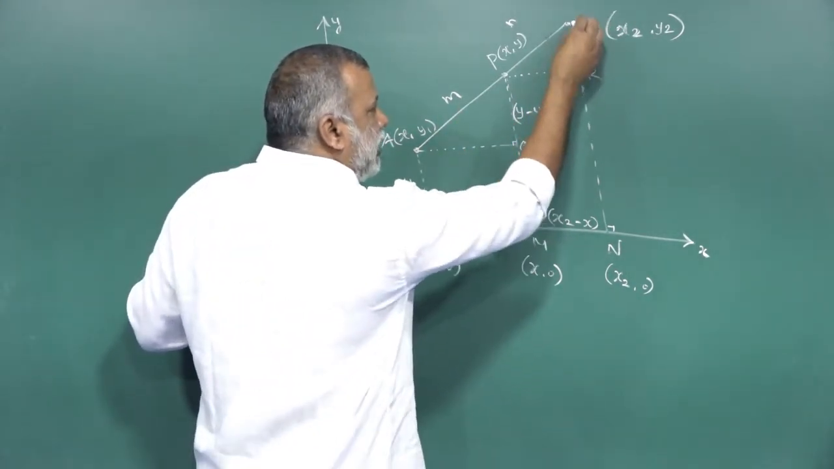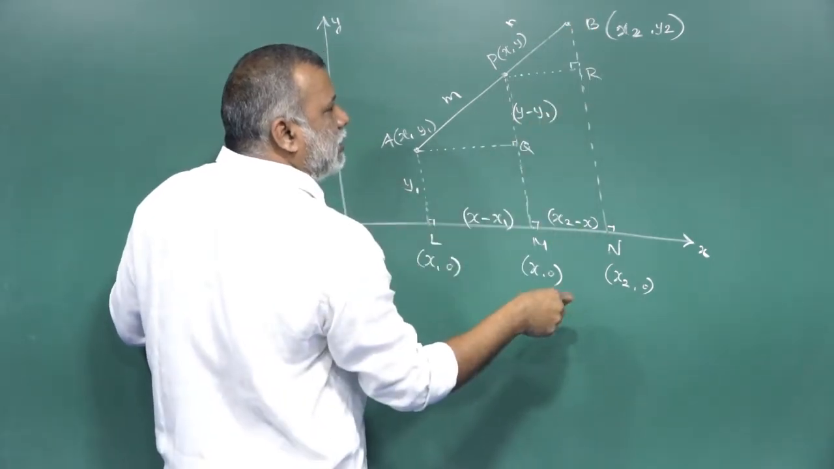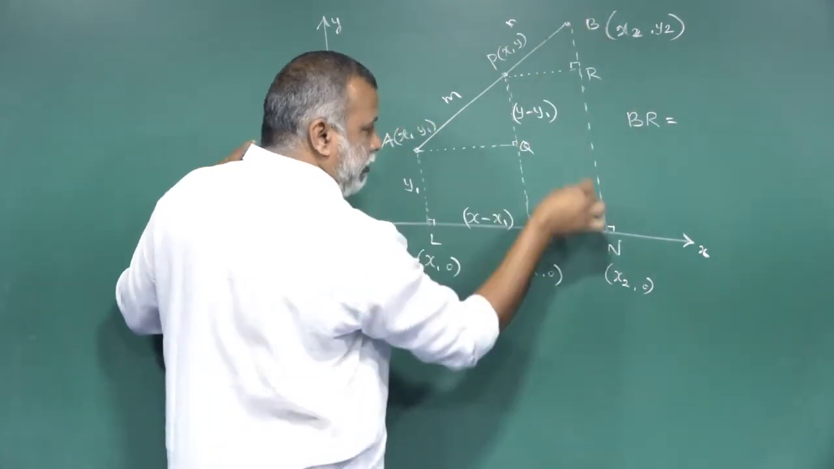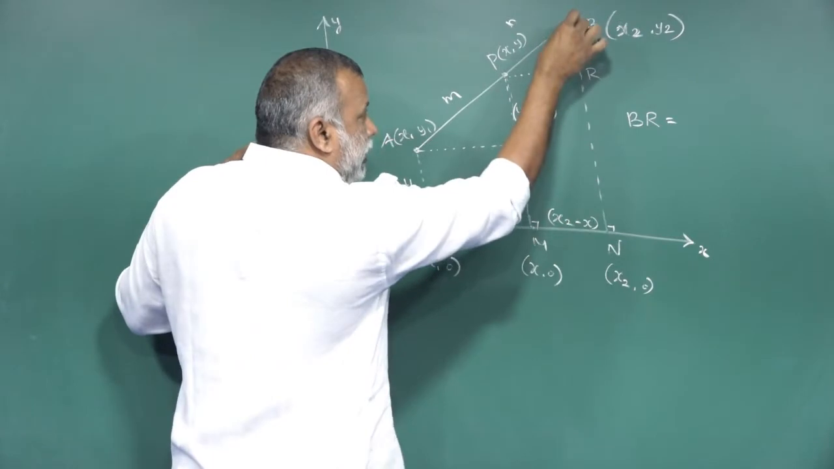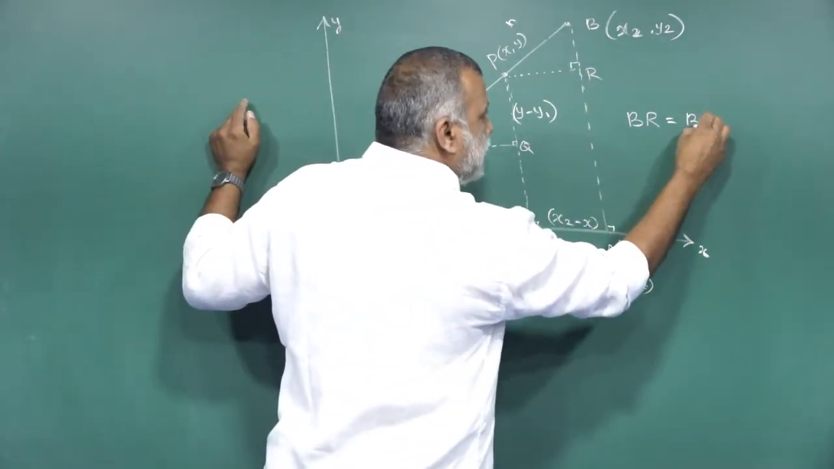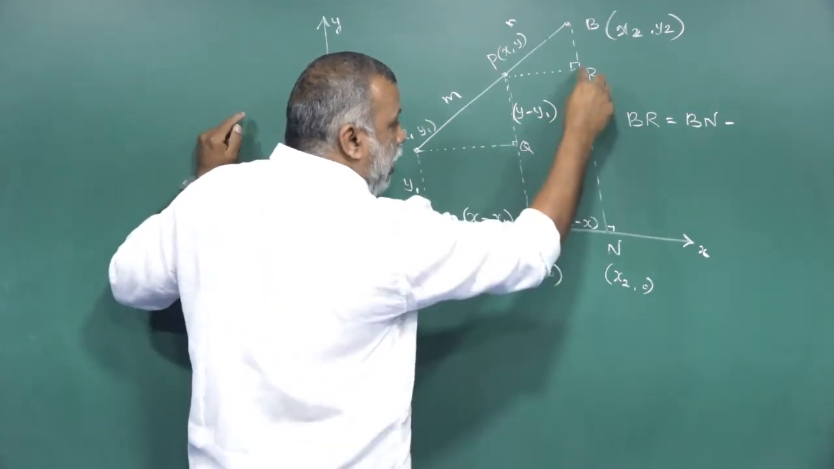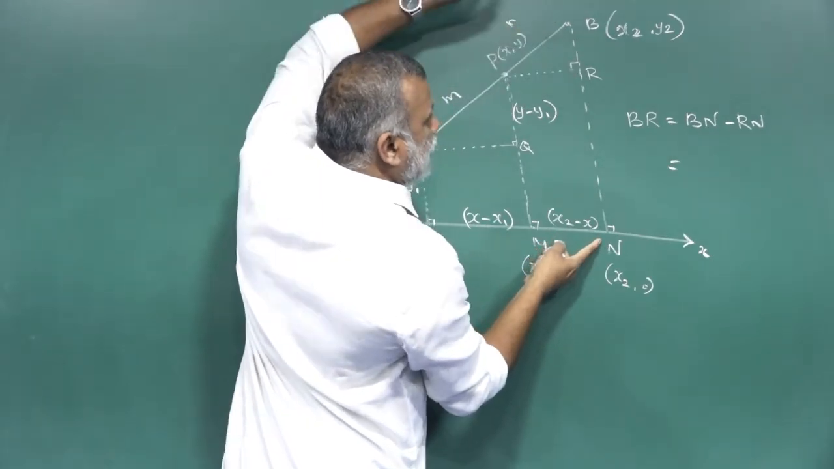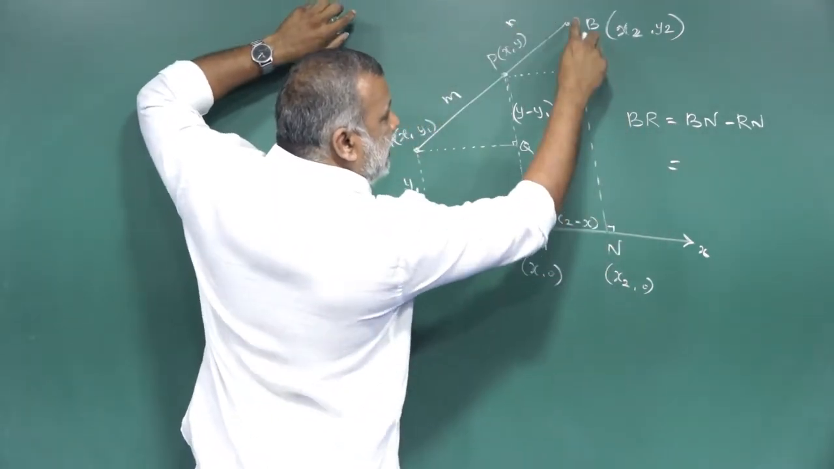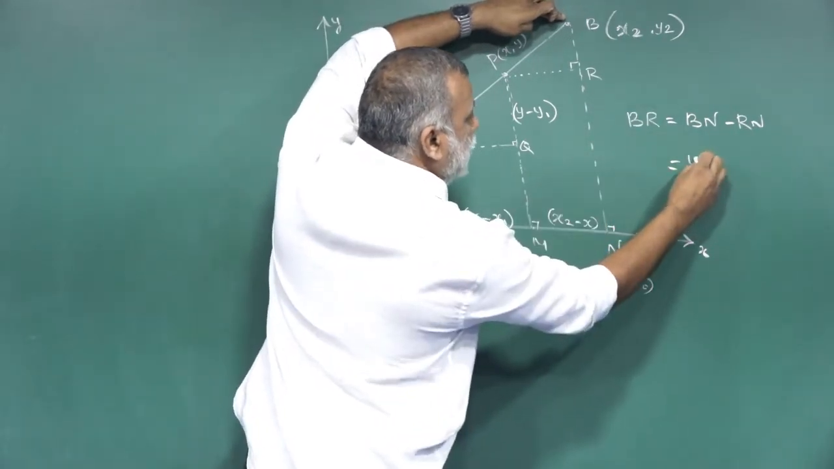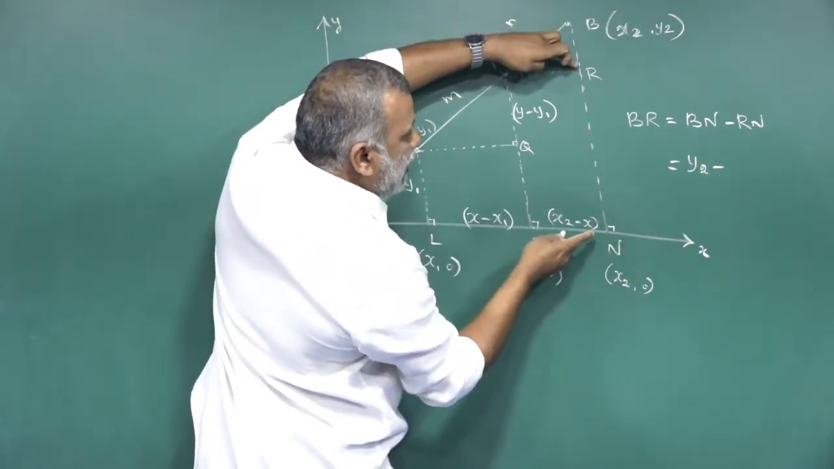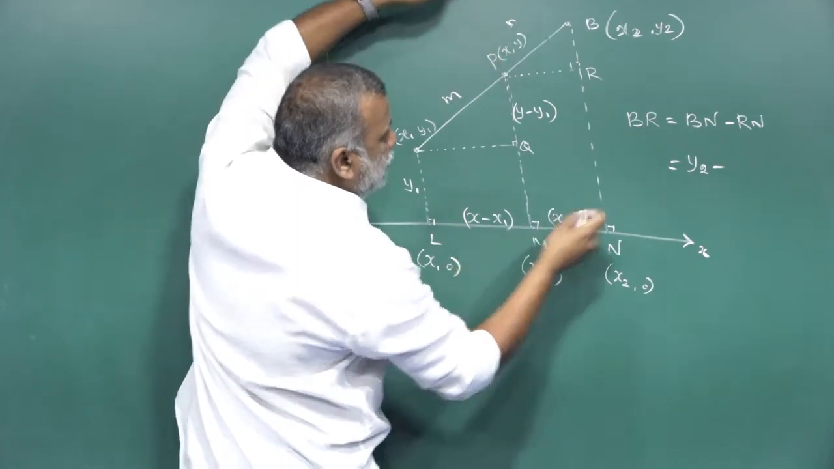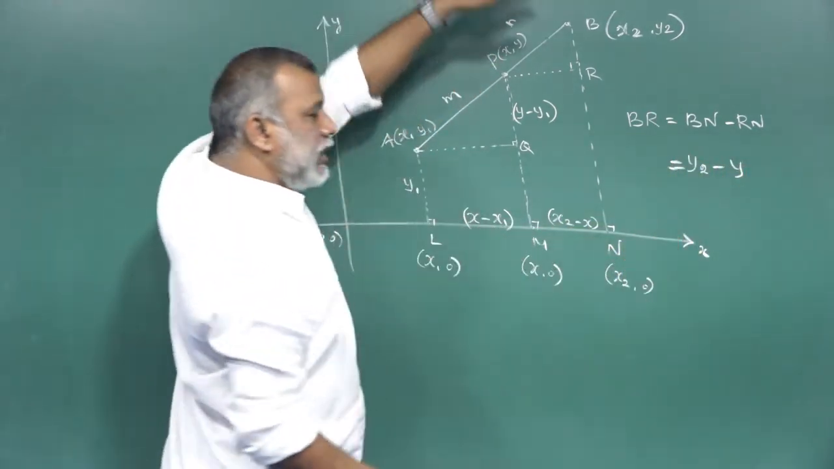Similarly, I need to find BR. How am I able to find BR? We can write like this also. BN is the highest maximum distance minus RN. So BN minus RN. What is the value of BN? This is the maximum value y2. Minus what is the value of RN? This RN is equal to this PM. What is the value of PM? Y. So we need to develop like this.